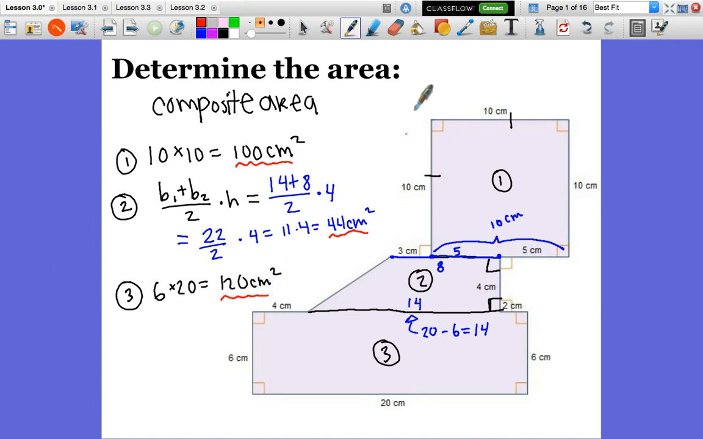And then since it's composite, I'm going to do 100 plus 44 plus 120, which is 220, 264 maybe? Yes. 264, and don't forget units, centimeters squared.